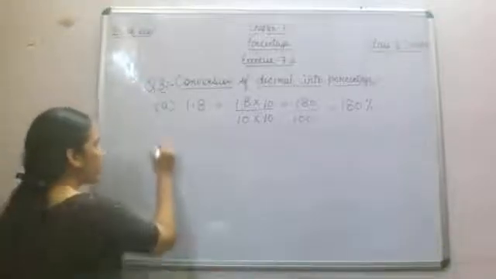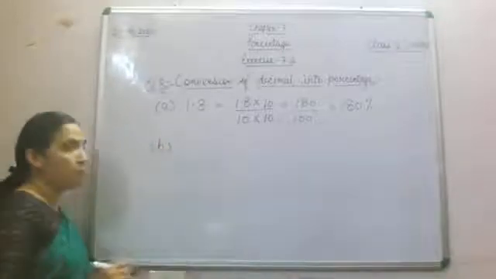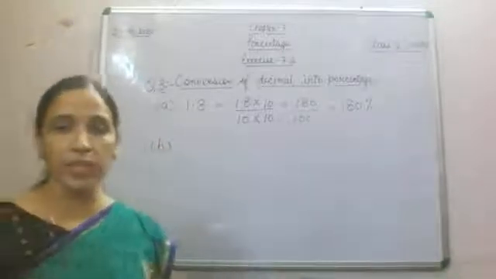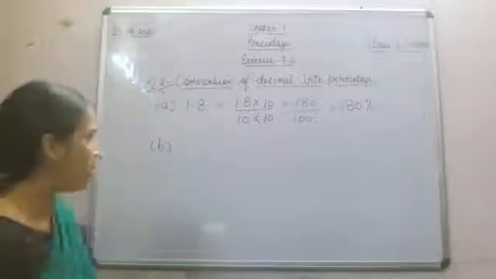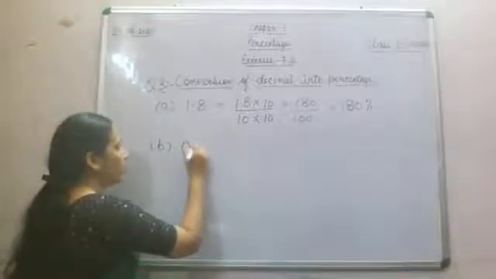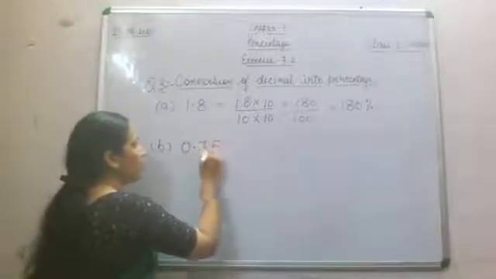Now let's start B part. B part of the same question is 0.75. Now here how many decimal places do we have? We have 2 decimal places.